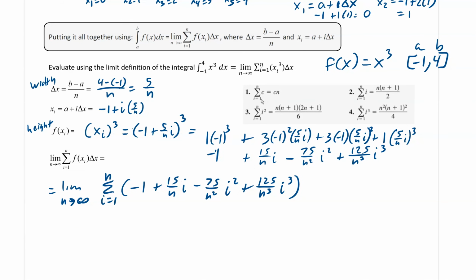And the reason this is so much more complicated is because I started us off at -1, which means this is -1, not 0, in the binomial expansion. All right, now that's just the height. We still have to multiply it by the width, which was 5 over n.